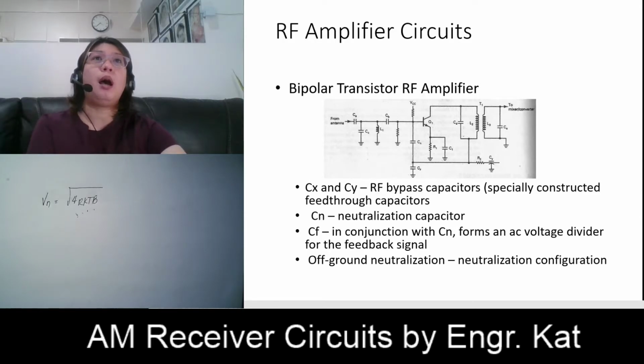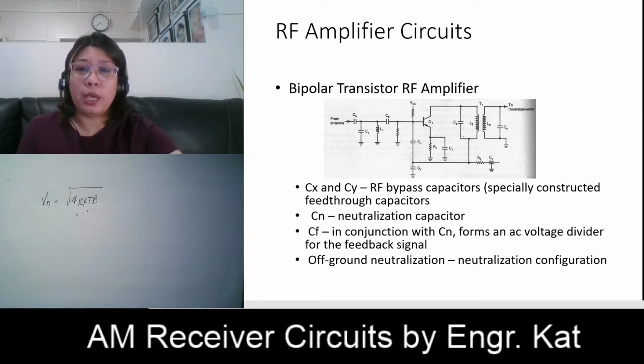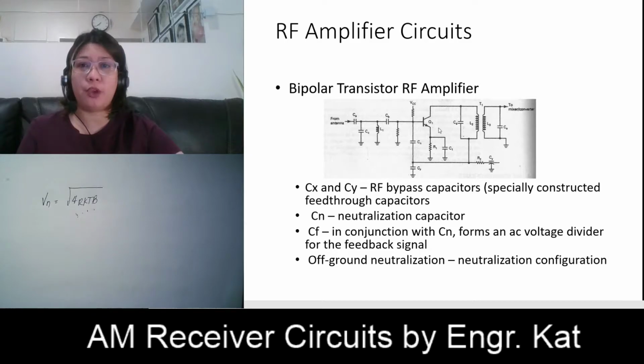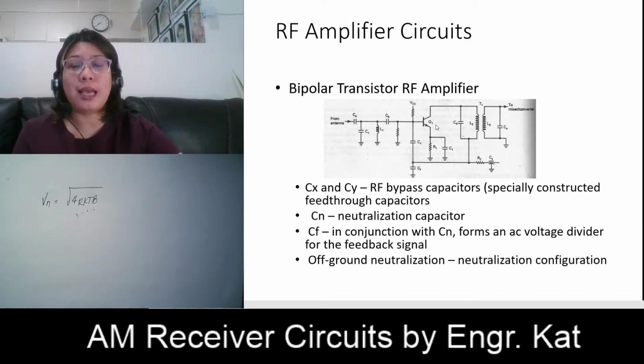Our transistor Q1 here is biased as a Class A amplifier. Why do we bias Q1 as a Class A amplifier? Because a Class A amplifier reduces nonlinear distortion. As we all know, Class A has a characteristic of linearity.